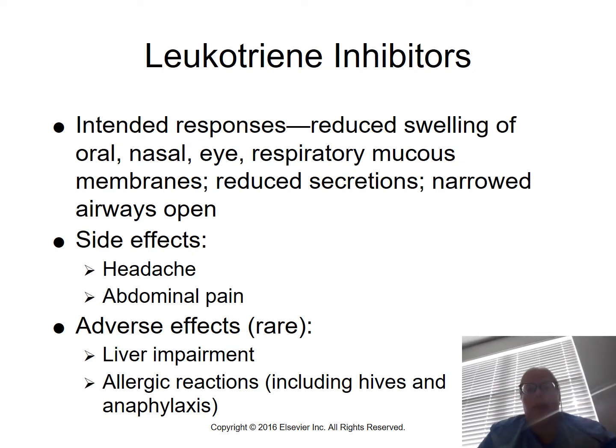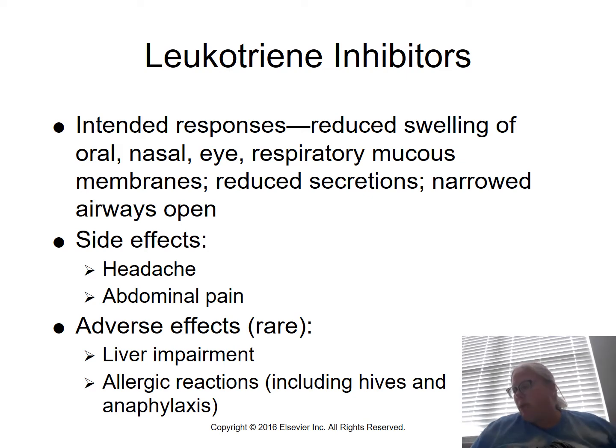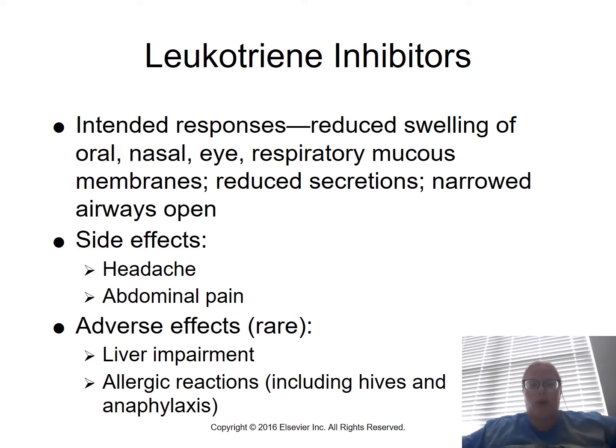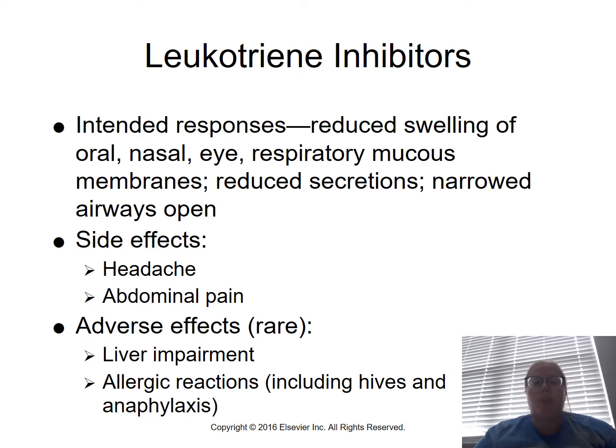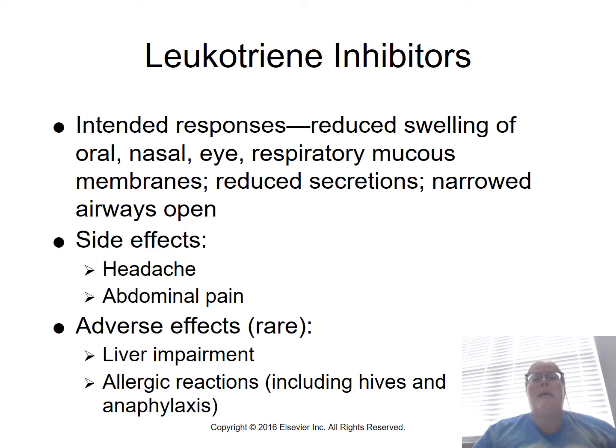Okay, now we're going to talk a little bit about leukotriene inhibitors. Okay, leukotriene inhibitors work in several ways to prevent an asthma episode. So we typically want them to reduce swelling of oral, nasal, eye, respiratory mucous membranes, and we want them to reduce secretions.